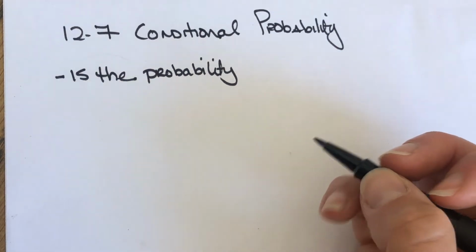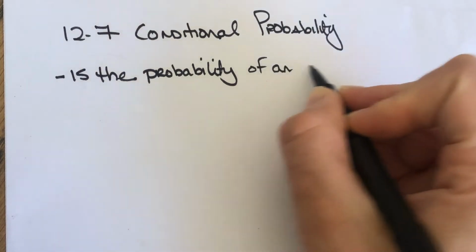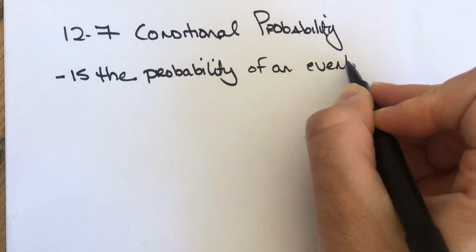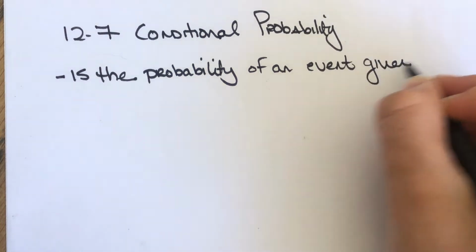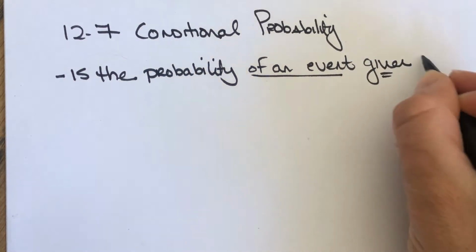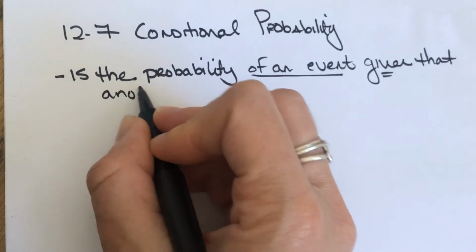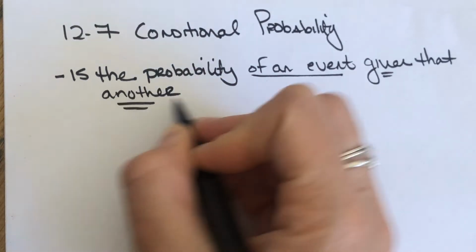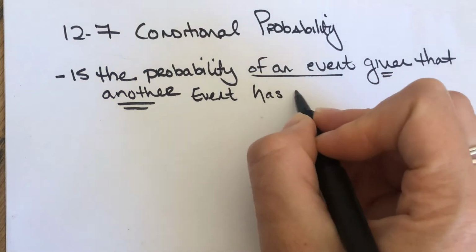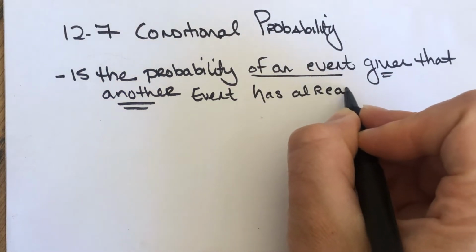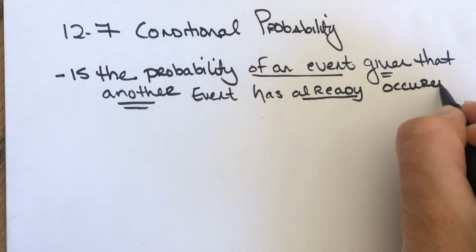Oh well. Conditional probability is the probability of an event given that another event has already occurred. That's the big thing, another event has already occurred. So something else has occurred.